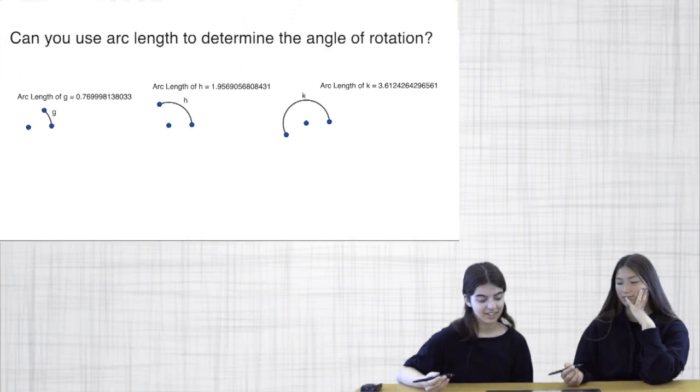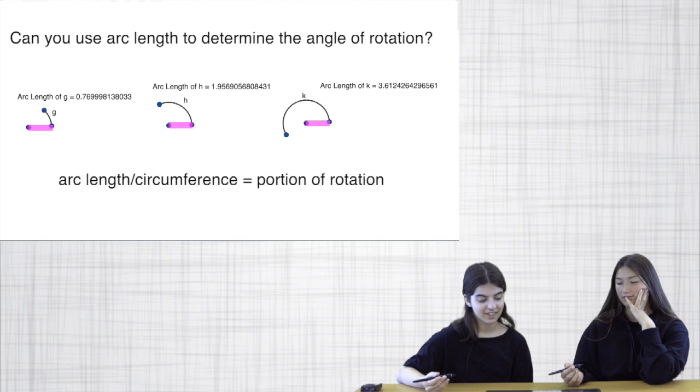In this episode, the students revisited the original question of this lesson. Can you use arc length to determine the angle of rotation? They considered the various arc lengths that were presented and reflected on what they would need to know to determine the angle of rotation. Claire pointed out that if they knew the radii of the circles, they could find their circumferences. Once they knew their circumferences, they could see what fraction the arc length was of the total circumference. This would tell them what fraction of a full rotation was made.